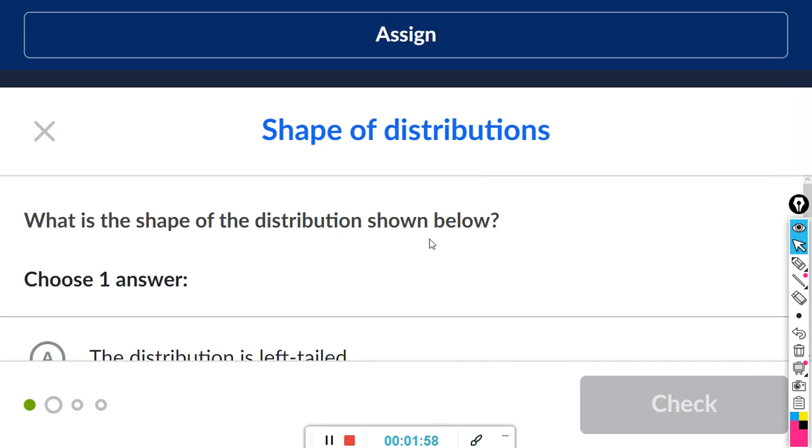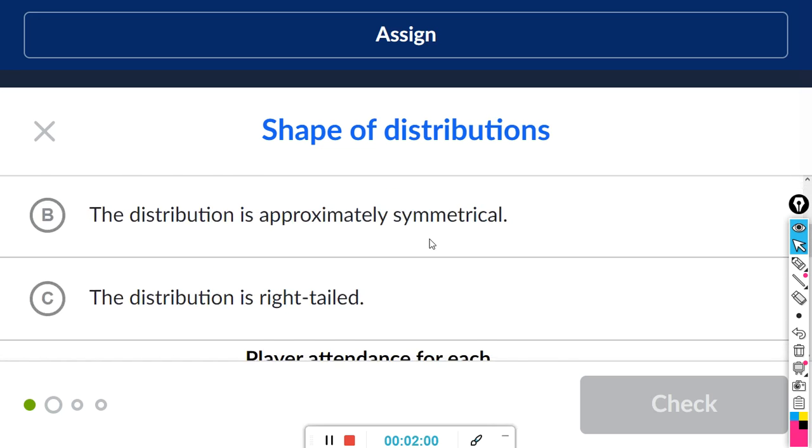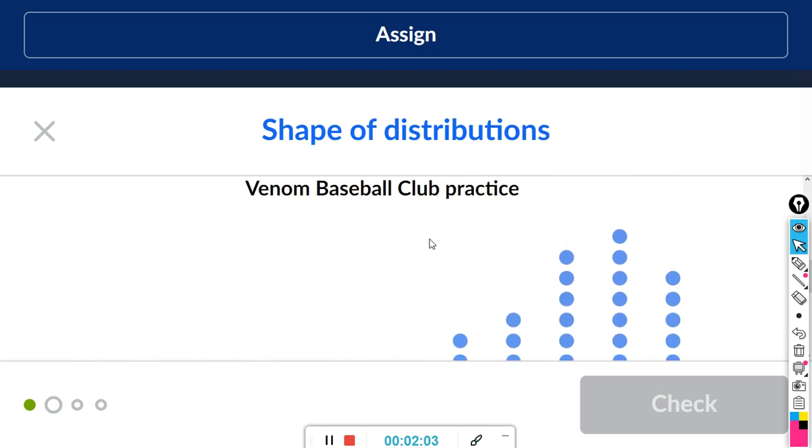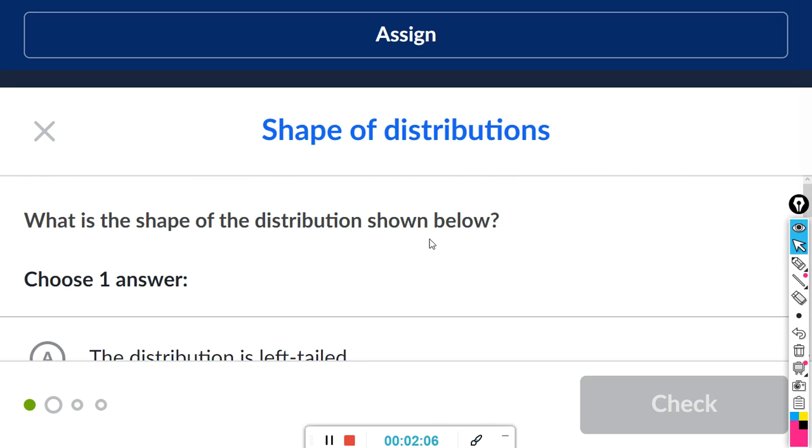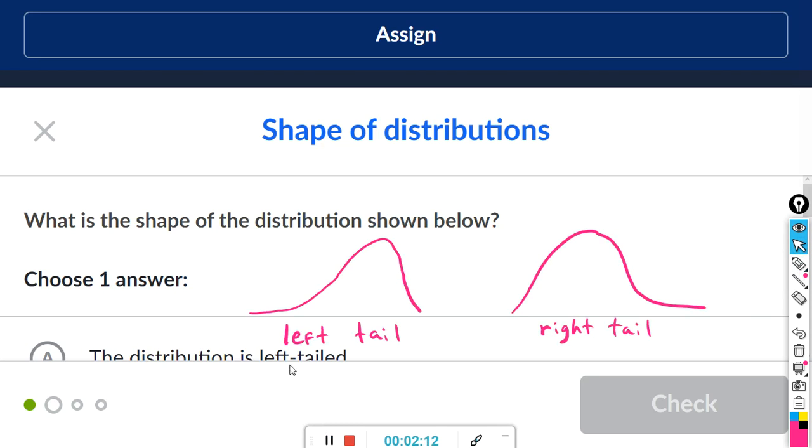What is the shape of the distribution below? Left-tailed, symmetrical, or right-tailed? Okay, so just for your information, I'll give you a little diagram here. So the difference between left-tailed and right-tailed, when the data points are predominantly on the left, when you have like a trailing off tail on the left-hand side, you consider that left-tailed. Okay, and same thing with the right-tailed. When the data points are predominantly on the right and it trails off like that on the right, we call that right-tailed. Okay, pretty simple.